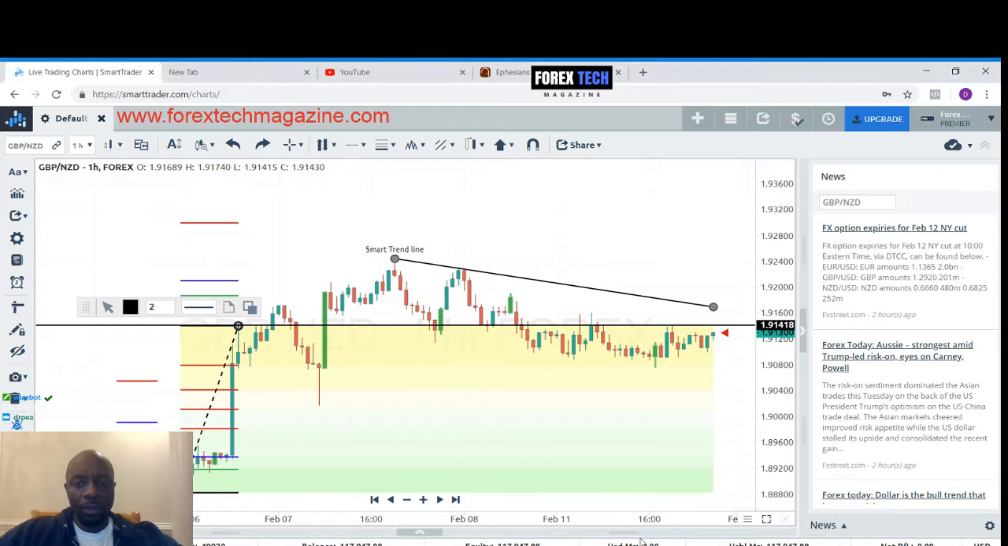Let's see here. So right now, looking at this Great Britain pound, New Zealand dollar, still a hold at the moment. It hasn't crossed over into the buying territory.